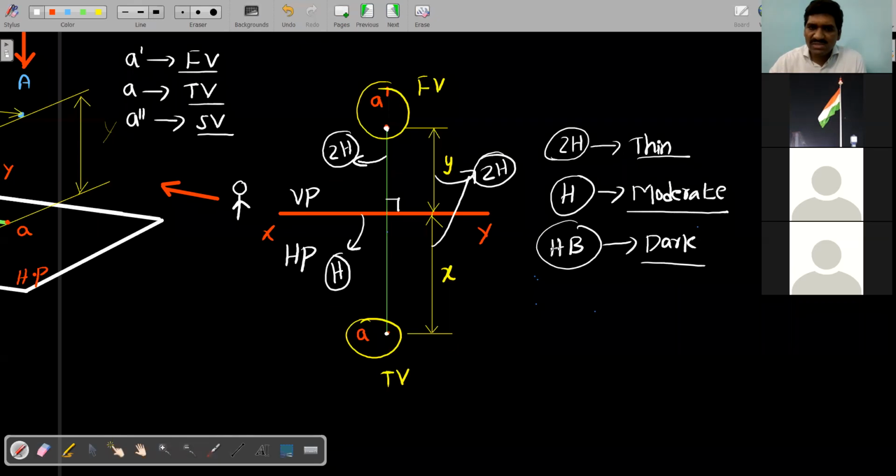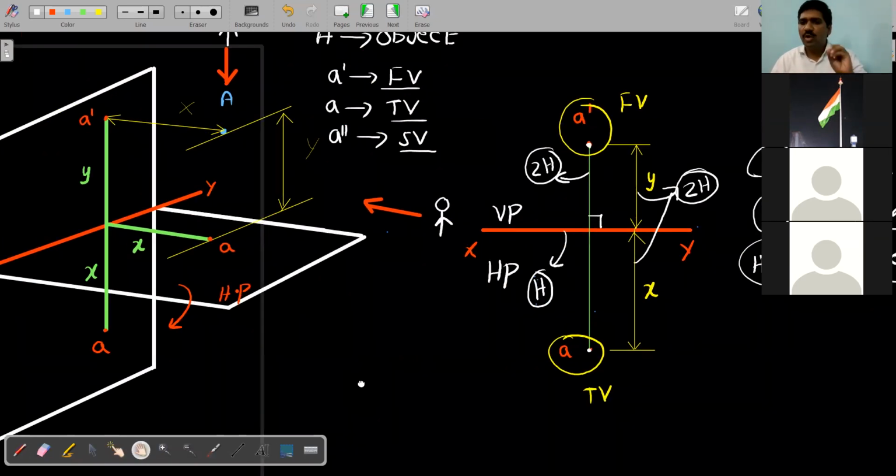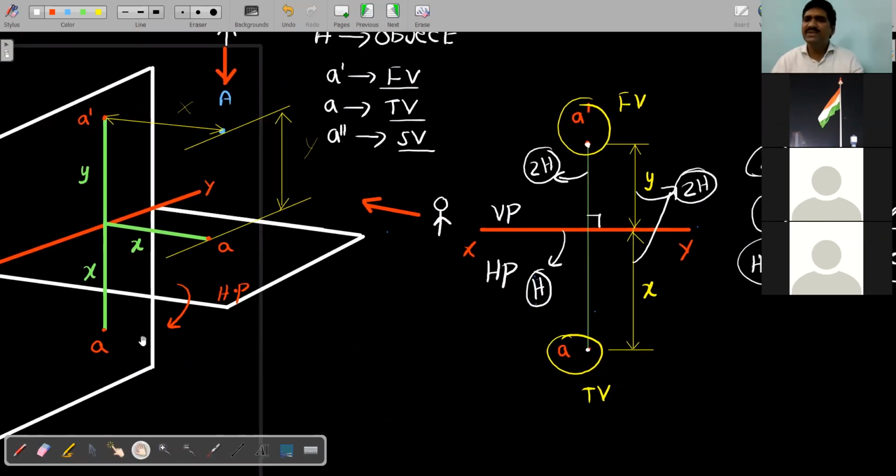For the side view, we have to go for the construction of the profile plane. It will take some time. Right now I am discussing front view and top view. This class we discuss side view, chadam, depending upon the time available.